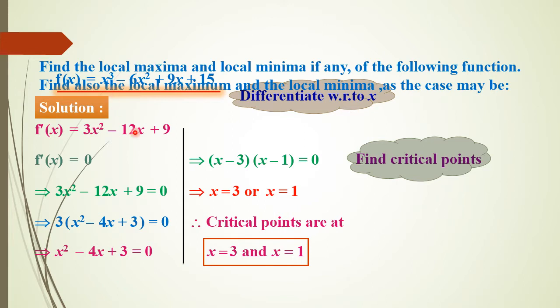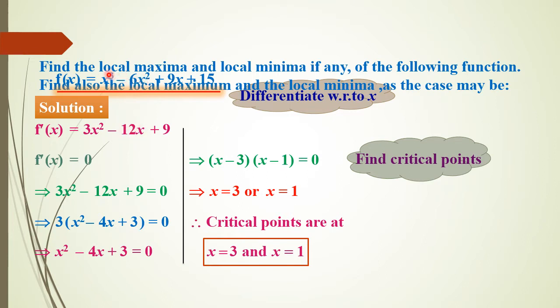Next, in this problem, find the local maxima and local minima of the function f of x equal to x cube minus 6x square plus 9x plus 15. See, first find the first derivative of the function. X cube differentiation is 3x square, 6x square differentiation is 12x, plus 9x differentiation is 9. Because x differentiation is 1, into 9 is 9, then x square differentiation is 2x, 2 into 6 is 12.